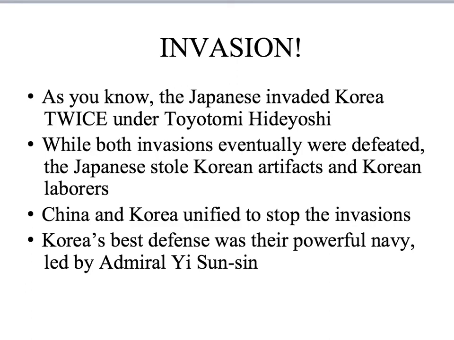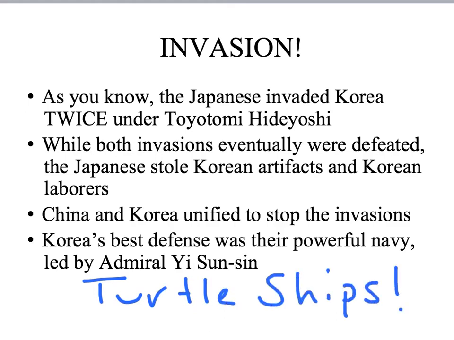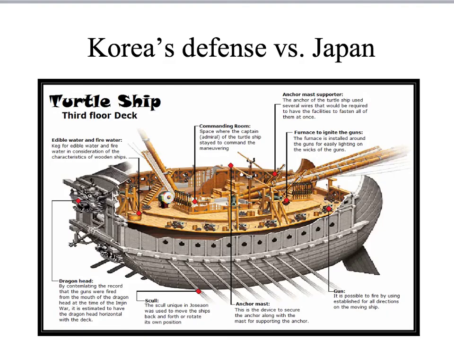But by far, the best defense for Korea was their navy, and this was led by Admiral Yi Sun-sin. And this navy was famous for the turtle ships. This, believe it or not, is a state-of-the-art boat. It's called a turtle ship because it kind of looks like a turtle. There are a few things you should notice in the turtle ship. The first thing is it has a dragon head. Besides looking cool, the Koreans could make different color smoke come out of the dragon head's mouth, and they could even fire projectiles or missiles out of the dragon's mouth as well.